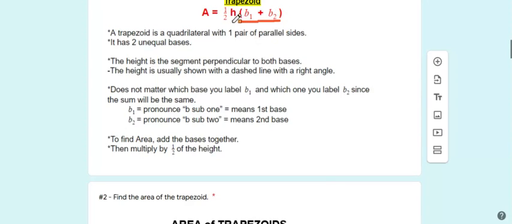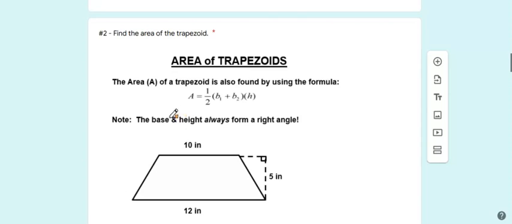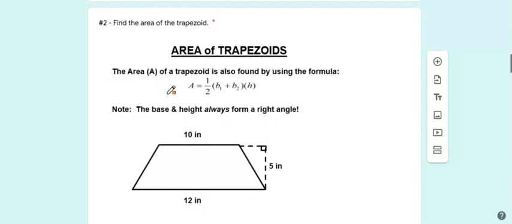Then we'll multiply by this right here, which is 1/2 of the height, or 1/2 times the height. Okay, so you take half of the height and you multiply that by the sum of the bases. So here in number 2, we have a trapezoid. And what I would first encourage you to do is write down this formula. Area equals 1/2 times the sum of the bases times the height.